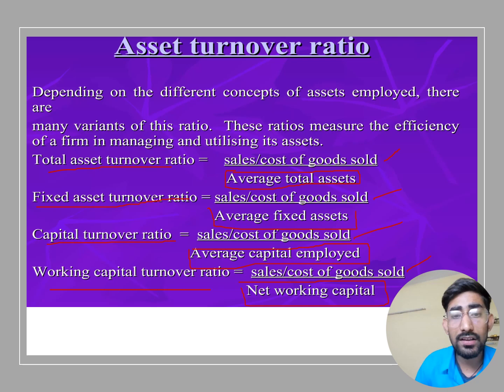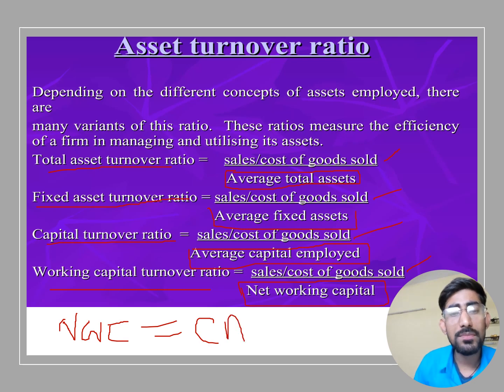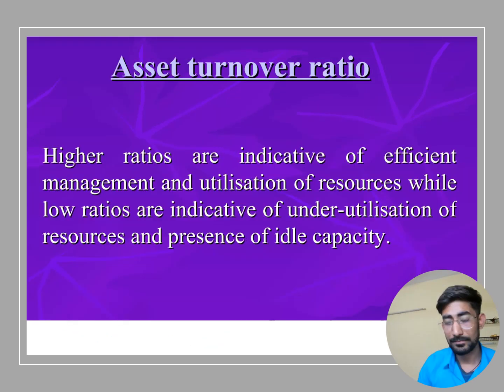Just remember one thing: net working capital, not the gross one. I hope you know what net working capital is: current asset minus current liability. So net working capital is equal to current asset minus current liability, CA minus CL. Okay, I hope these formulas are clear to you. Just remember that in the numerator we use sales or cost of goods sold, and in the denominator we replace it accordingly with the name of the ratio. Okay, next slide please.